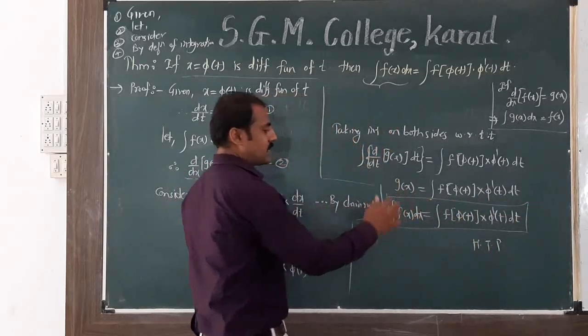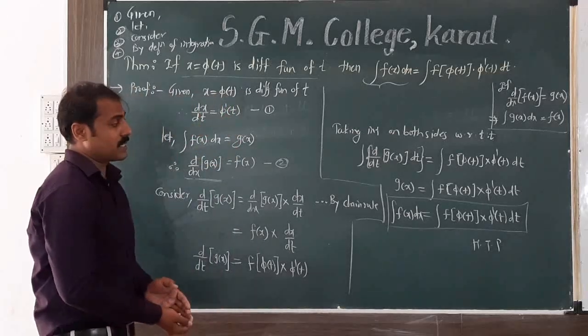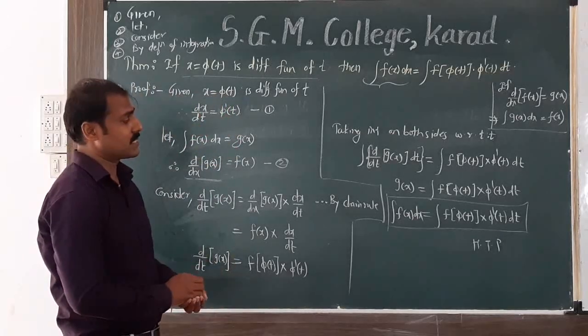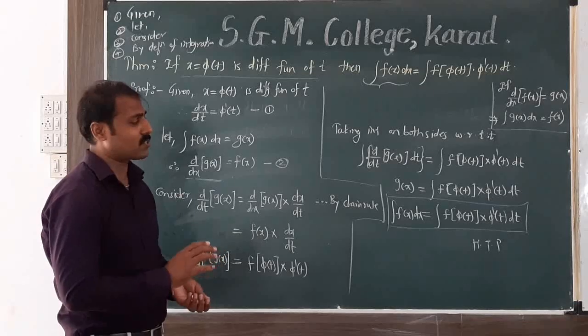What is g of x? It's integration of f of x dx. So integration of f of x dx is equal to integration of f of phi of t into phi dash of t dt.